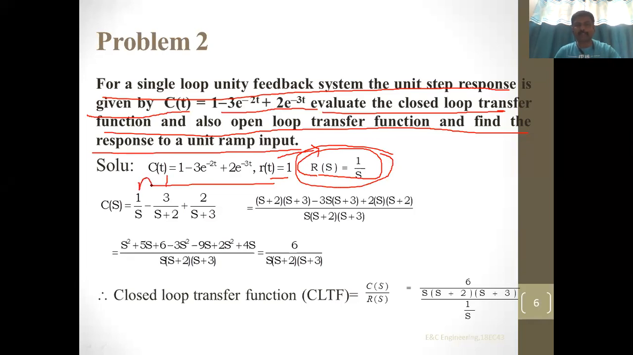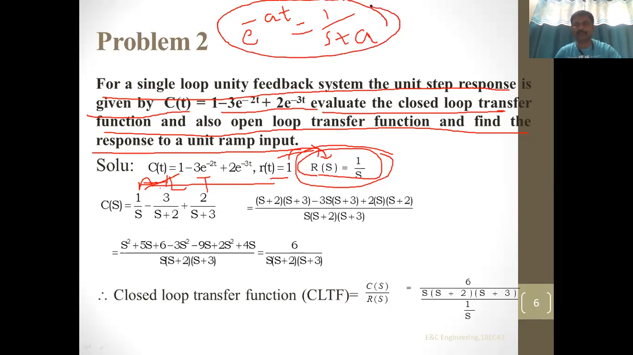By applying Laplace. See, I shall apply Laplace for this. ALT, what does ALT stand for? Apply Laplace transform. After applying Laplace transform, R of S is 1 by S. Similarly, if I apply Laplace for this, Laplace of 1 is 1 by S. Minus 3 constant, Laplace of e power minus 2t, 1 divided by S plus 2. Plus 2 into, what is the Laplace of e power minus 3t? See, this relation: e power minus at, what is the Laplace of this? 1 divided by s plus a. This is the relation we shall use for this.